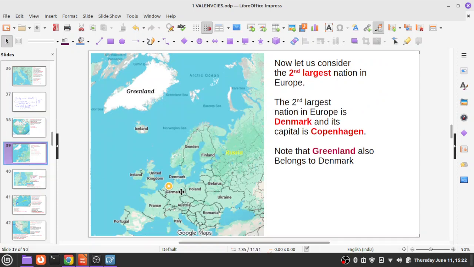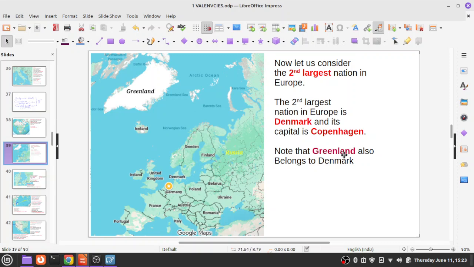Okay, now you see a country called Denmark. Denmark's capital is Copenhagen. Denmark is the second largest country in Europe. Actually, the largest country in Europe is Russia, and in the world also the largest country is Russia. Second largest is Denmark. Denmark is very small, but it is large because Greenland belongs to Denmark. That is why Denmark is the second largest country in Europe.